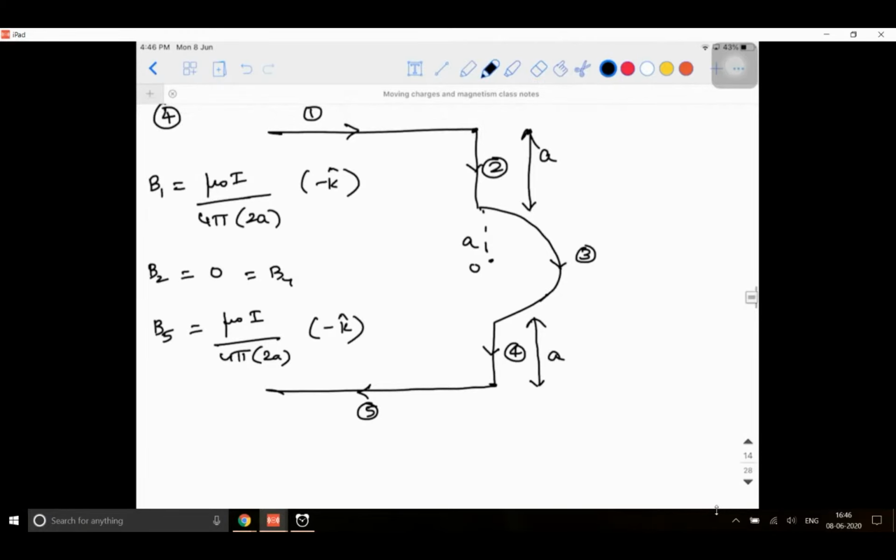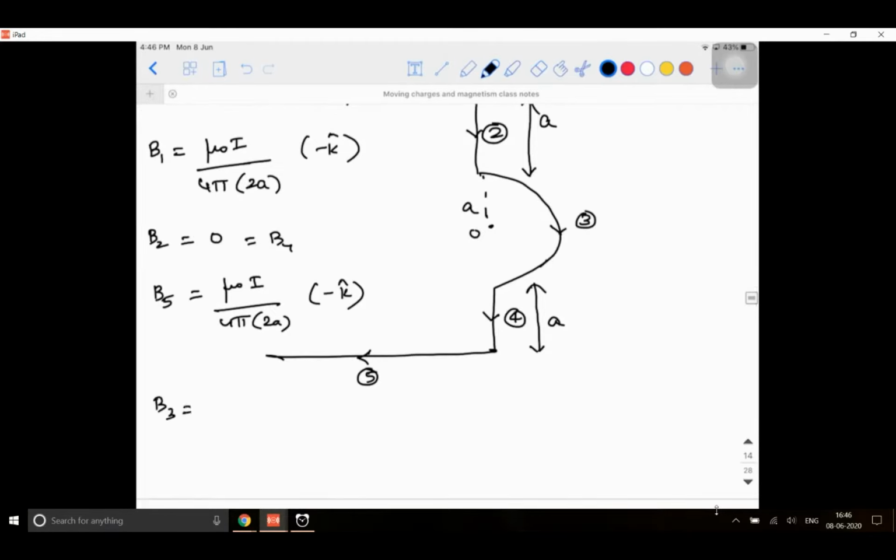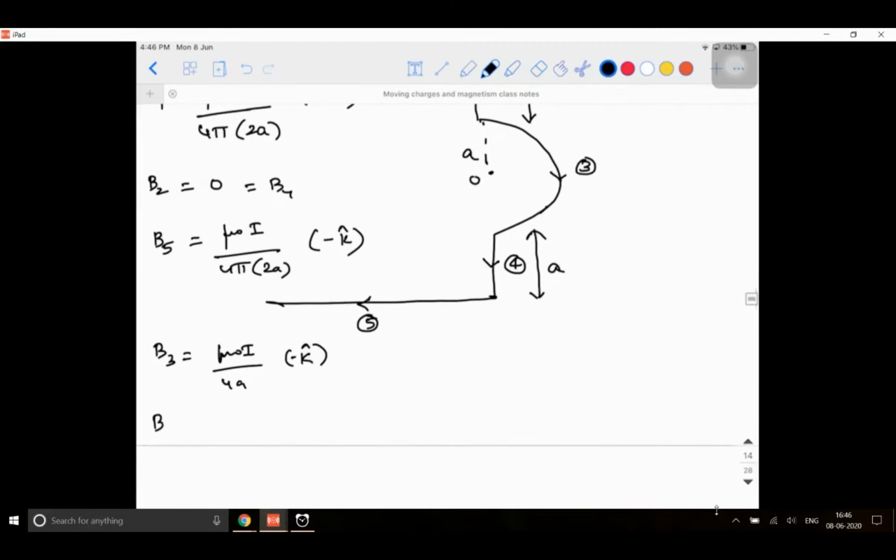See, don't make this mistake. Just because the currents are in opposite direction, magnetic field will be in opposite direction. No, because here it is cross product. Please be careful. So B3 is how much? Mu naught I divided by 4A. This is also in the direction of minus A cap. So what is going to be the net magnetic field?